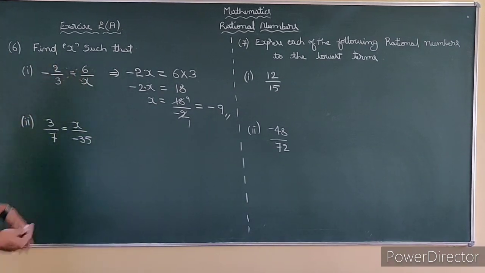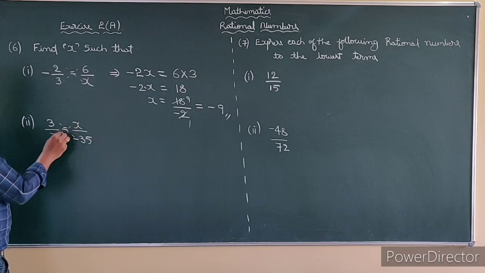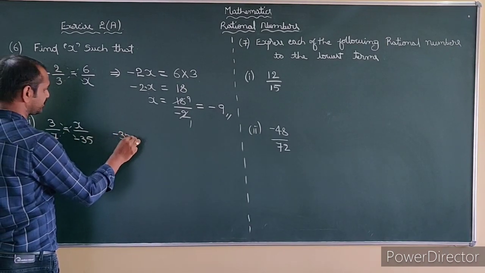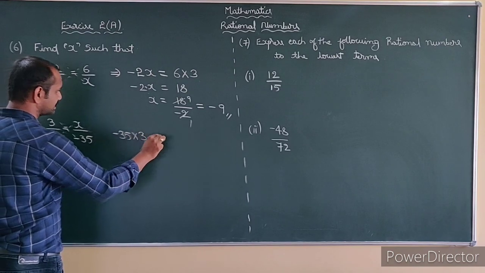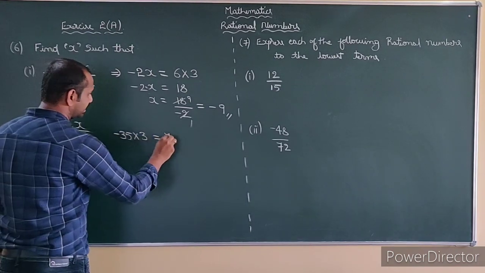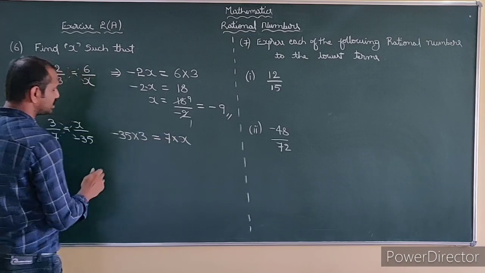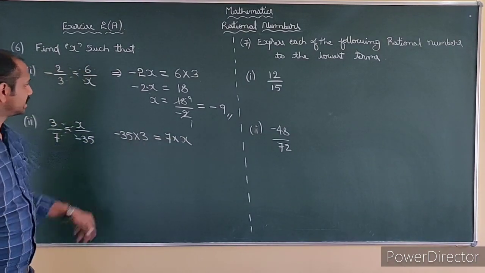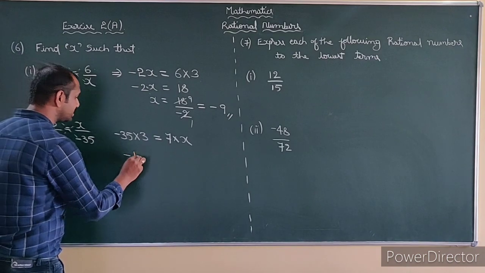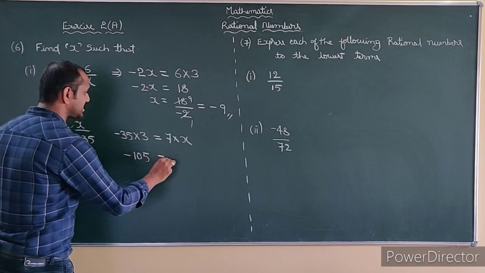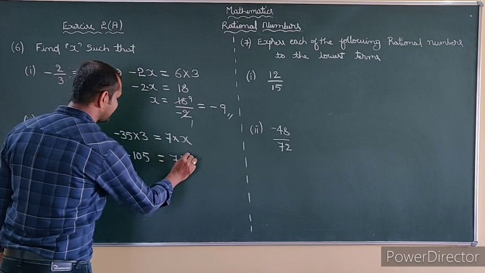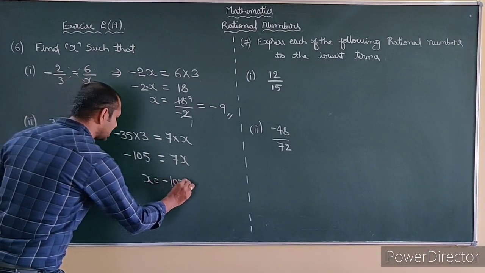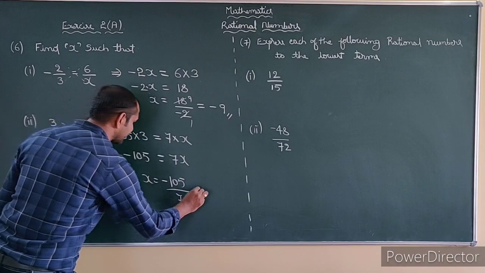The same way we will see this again, cross multiply. So we have here minus 35 into 3 is equal to 7 into x. So how much? 35 into 3 is 105. That is minus 105 is equal to 7 into x. So if you want the x value, it is minus 105 by 7.